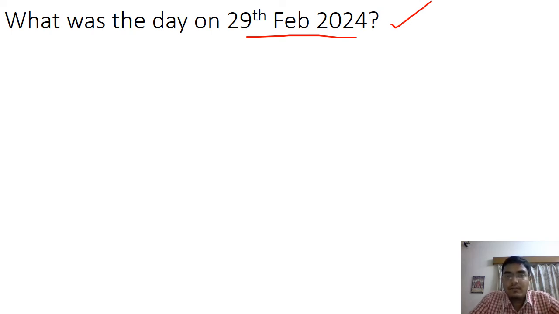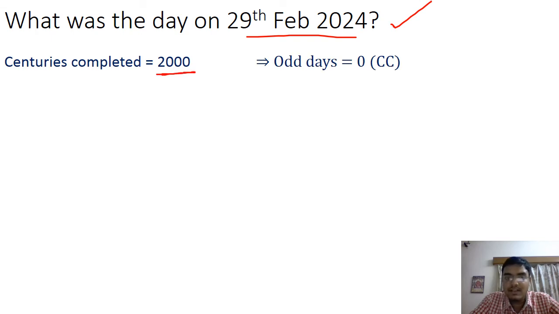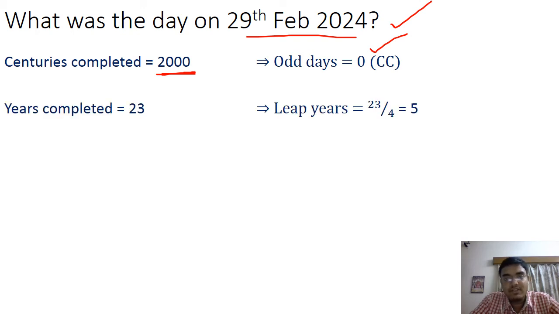So first of all, we'll be calculating the number of centuries. So 2000 year is over, 20 centuries have passed. So 0 odd days for 2000. Next is 24 years. So just break it into leap years. 24 years, so we'll be taking 23. 23 years have passed away.